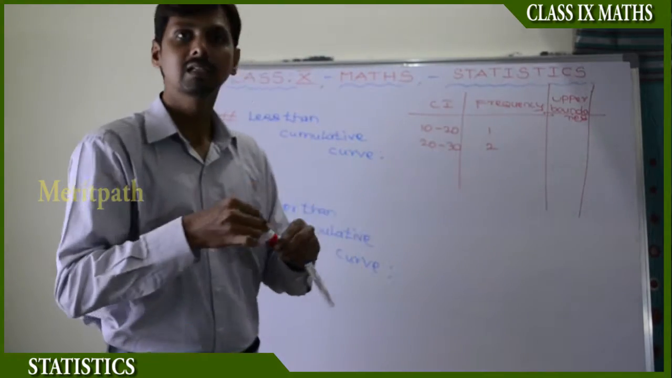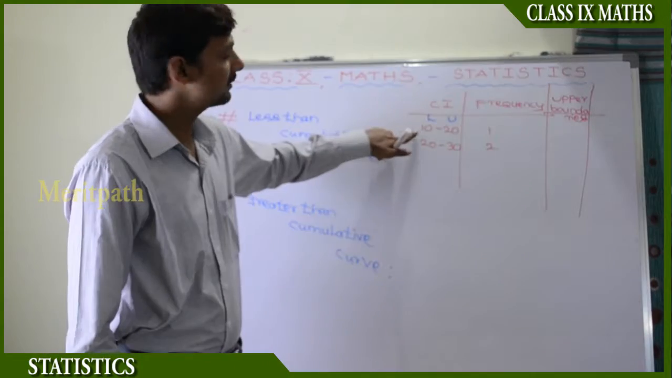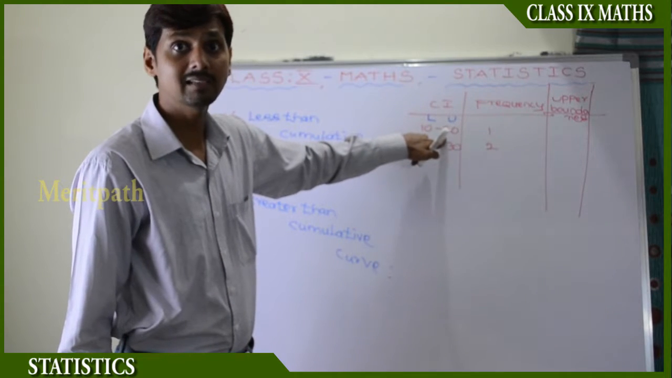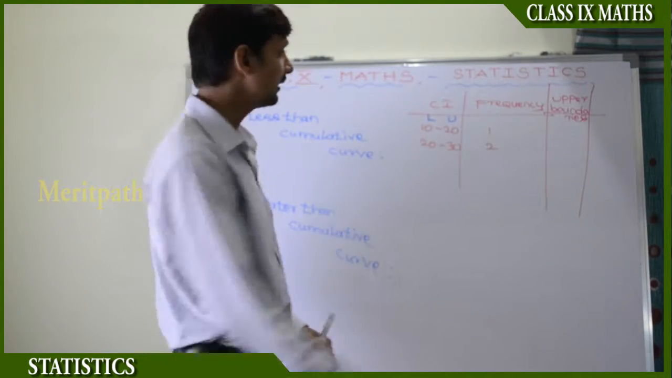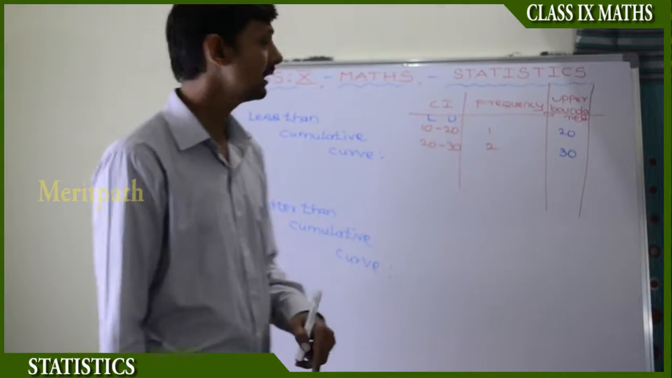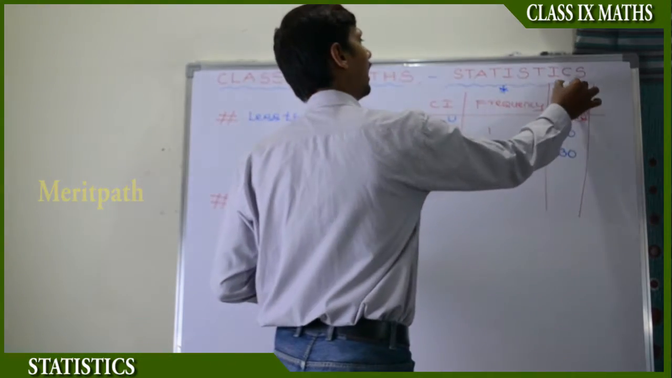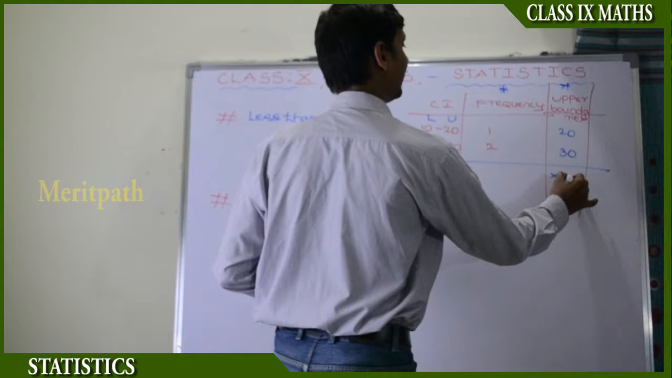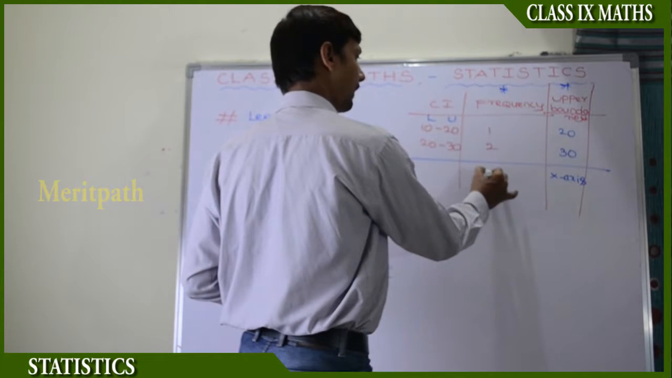This is called the lower boundary and the upper boundary. In a group, the first element is called the lower boundary, the last element is called the upper boundary, and in this we will take only the upper boundaries, that are 20 and 30, and we'll take all the values like that. We use the upper boundaries and the frequency both, and we take the upper boundaries on the x-axis and the frequency on the y-axis.